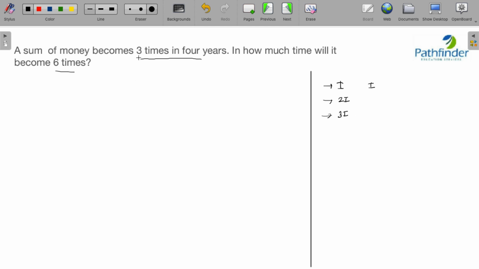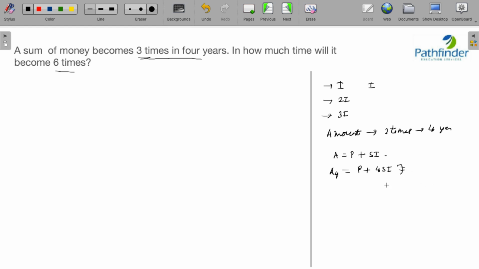Now if a sum of money becomes 3 times in 4 years, it means that the amount is 3 times in 4 years. And what is amount? Amount is nothing but principal plus simple interest. So in 4 years the simple interest earned will be 4 times I. So amount at the end of 4 years will be principal plus 4 times SI.